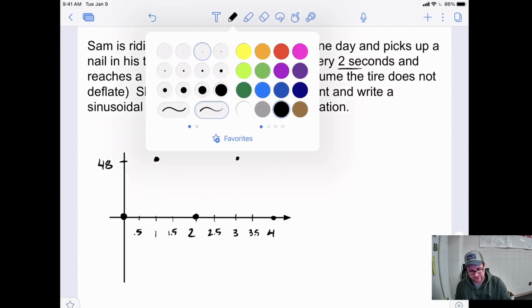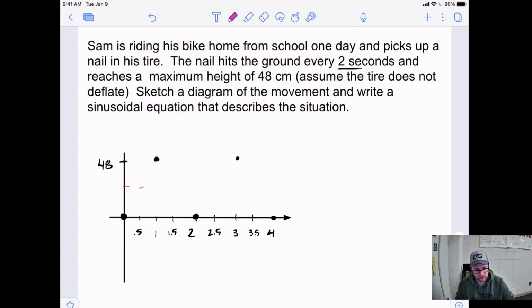The last piece we're really missing, though, is our midline. So our midline in this situation, if you just take your lowest, which is 0, add that to your highest, which is 48. Take the average of those two. 48 plus 0 is 48. 48 divided by 2 is 24. That is the distance of our midline. So that's going to tell us where we are coming through and at exactly what times.